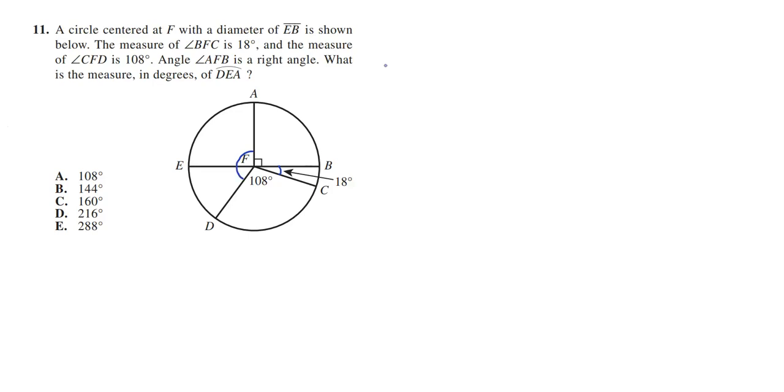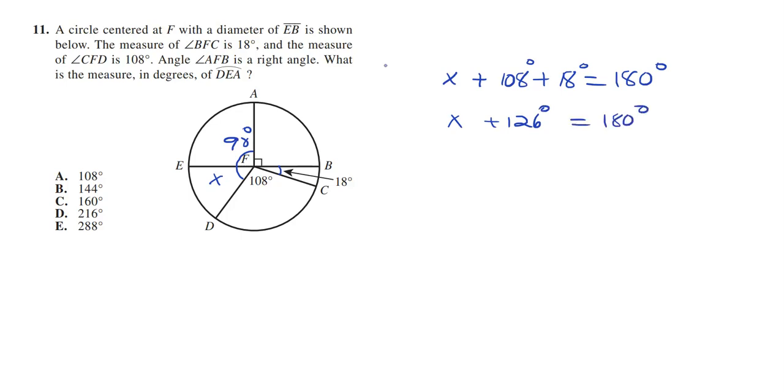So some things for us to take note of. If this is a right angle and this is a diameter, this is also going to be 90 degrees over here. And this is a straight line. So let's call this X right here. So X plus 108 plus 18 is going to be equal to 180 degrees. So X plus 126, let's not forget our symbols here, equals 180 degrees. So X is going to be 180 degrees minus 126 degrees. This is going to be 54 degrees.